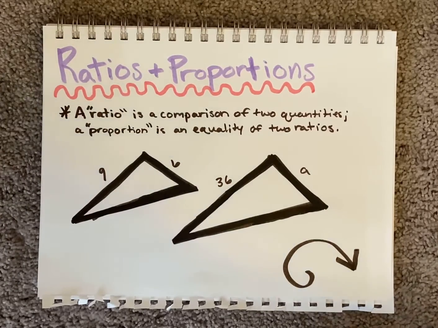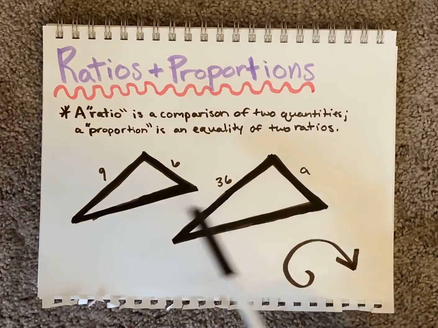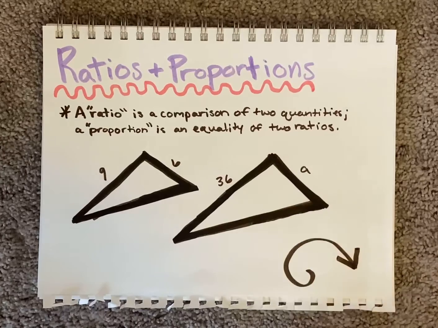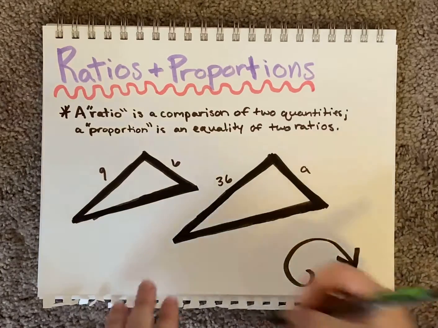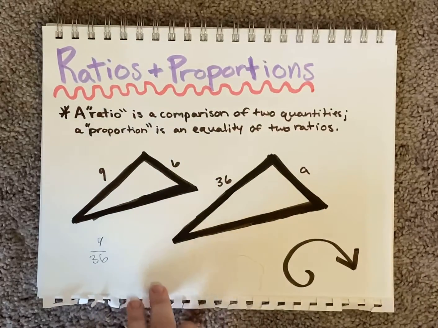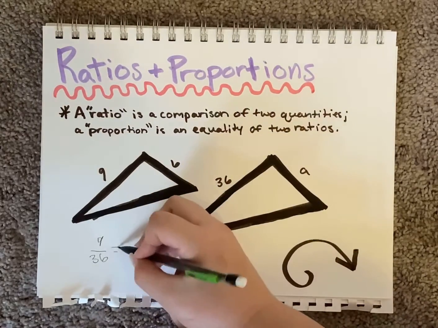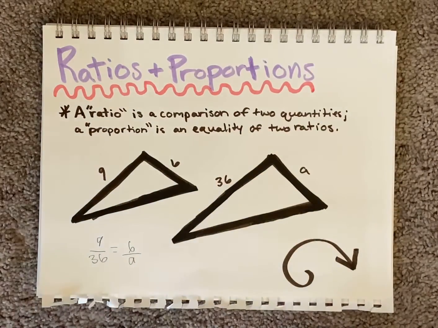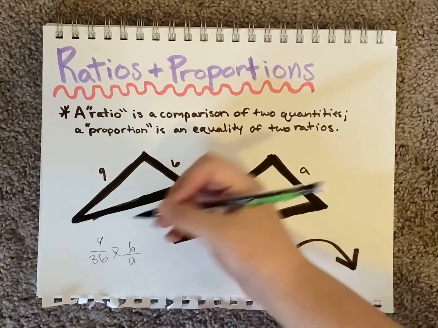So for this first problem, we have two triangles that are considered similar. For these two sides, we have 9 and 36 that are corresponding, and 6 and A. Now for this problem, we want to try to find A. So if we want to compare ratios, 9 would be the same as 36, because they're corresponding sides, as 6 would be to A. Now to solve this, we can cross multiply.